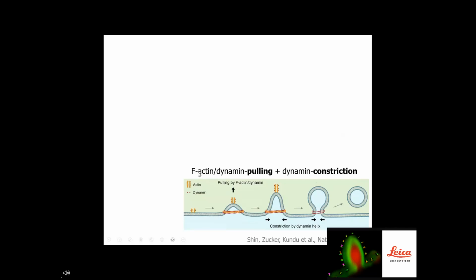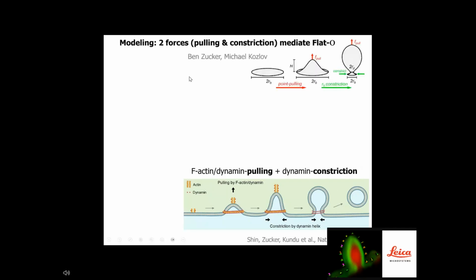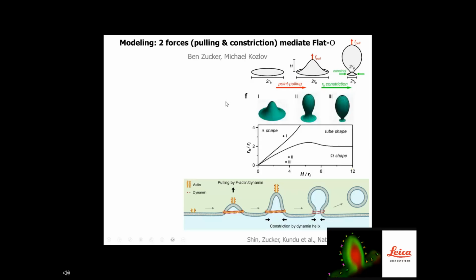Therefore, we conclude that dynamin and actin are involved in pulling the membrane, and dynamin is involved in constricting the base of the lambda and the omega profiles' pore. So there are two forces here. One is the pulling at the tip, the other is the constriction. And our collaborators, Ben Zucker and Misha Kozlov, did the mathematical modeling to show that indeed two forces, the pulling force and the base constriction, are sufficient to generate omega shape profiles.